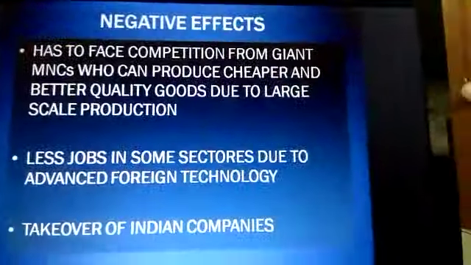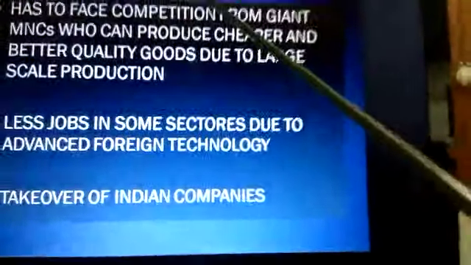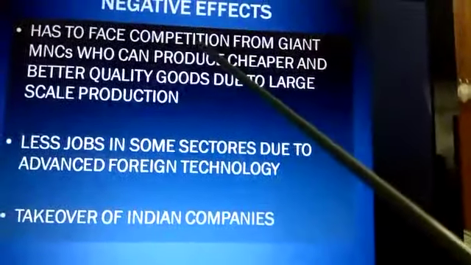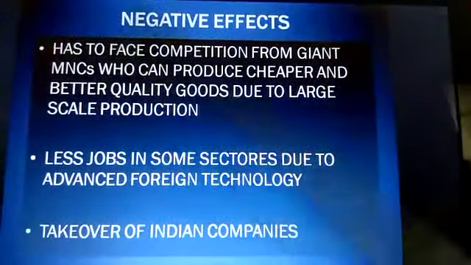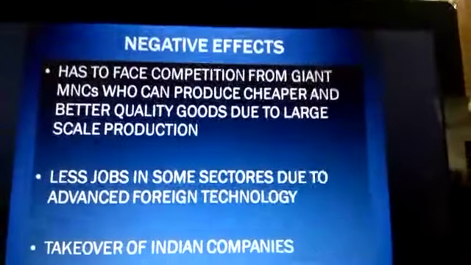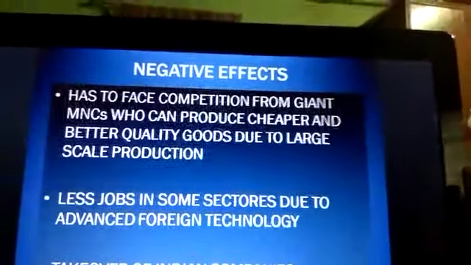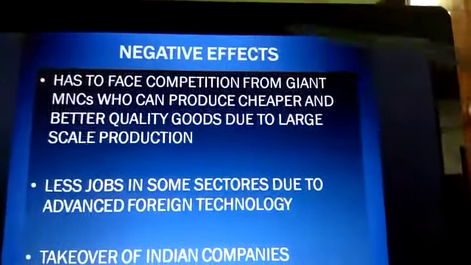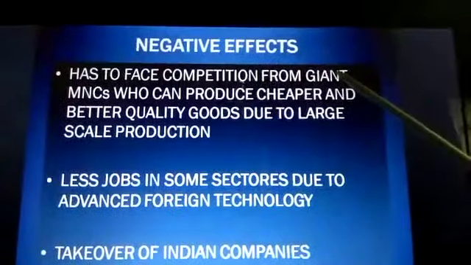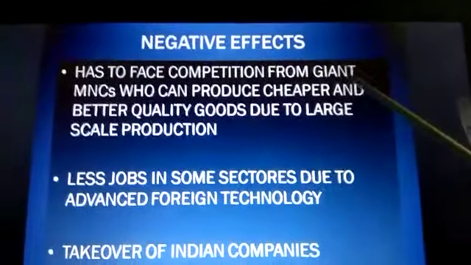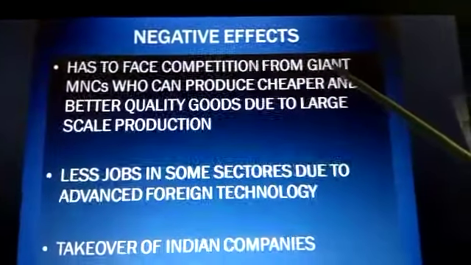Last section of this chapter, the negative effects of globalization. We had to face tough competition from the giant MNCs, big companies. They're producing huge quantity of products. That is why they're able to get raw materials at a cheaper rate. They are able to use big machines in which the production cost falls down. Okay, giant means big companies producing huge number of products.